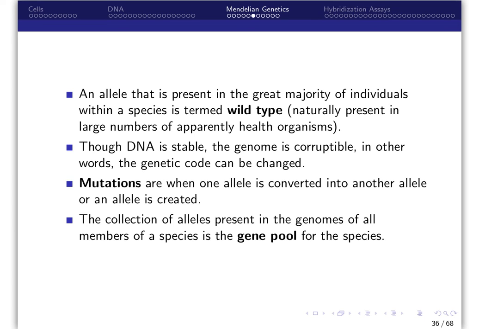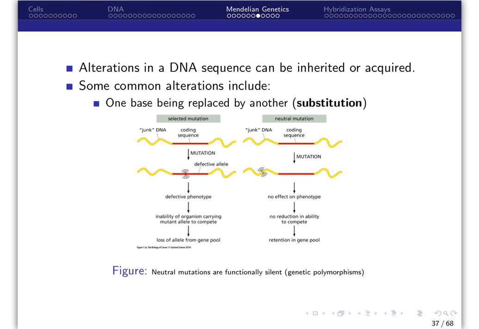Though DNA is stable, the genome is corruptible. In other words, the genetic code can be changed. Mutations are when one allele is converted into another allele or an allele is created. The collection of alleles present in the genomes of all members of a species is called the gene pool for that species. Alterations in a DNA sequence can be inherited or acquired.